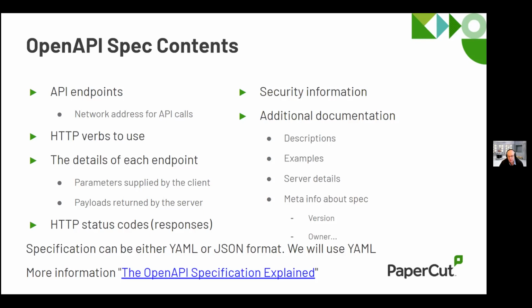We can also document security information, and we can add other bits of information which are quite useful. So there's free text to add descriptions and example responses and this type of thing. We can add metadata about the specification, where it comes from, details about the server, if it's a well-known server that we want to make accessible on the internet. And you can document this stuff in either JSON or YAML. We're going to be using YAML today because it's a bit less verbose. And that link in there, these slides are published. That specification is the best introduction I've seen to OpenAPI. It's actually from the OpenAPI website.